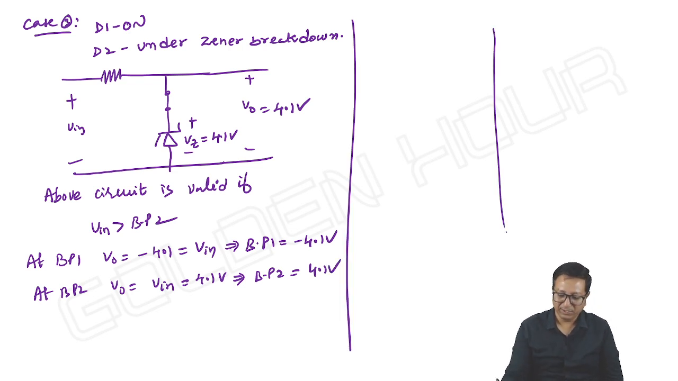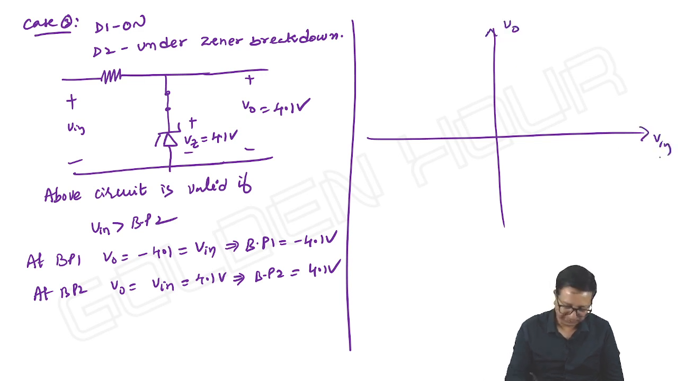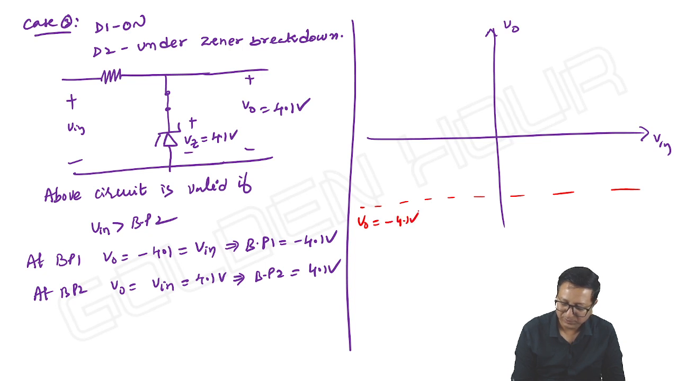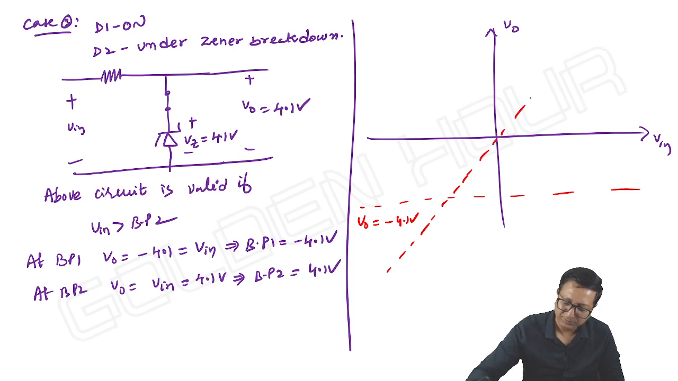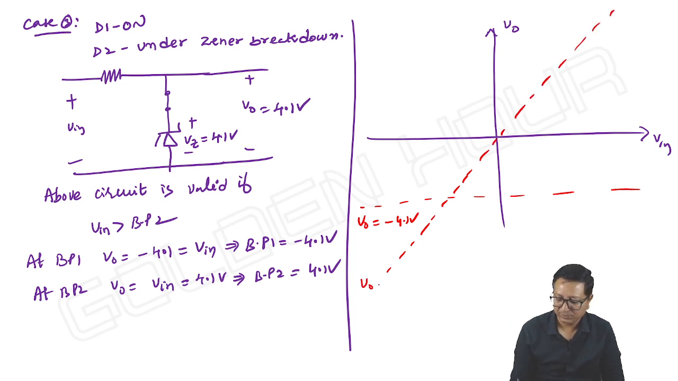Finally, if I draw the transfer characteristics here, one equation is V output is equal to minus 4.1 volt and second one is output is equal to input. Third one, output is equal to plus 4.1 volt. Means we can see the two breakpoints like this.